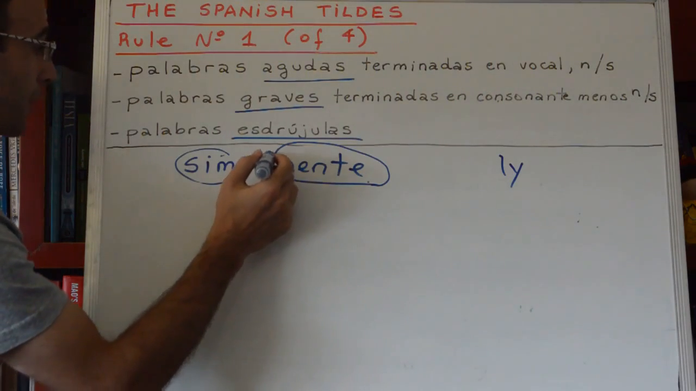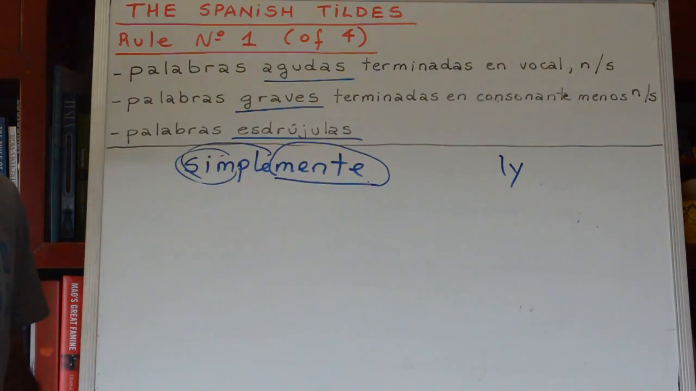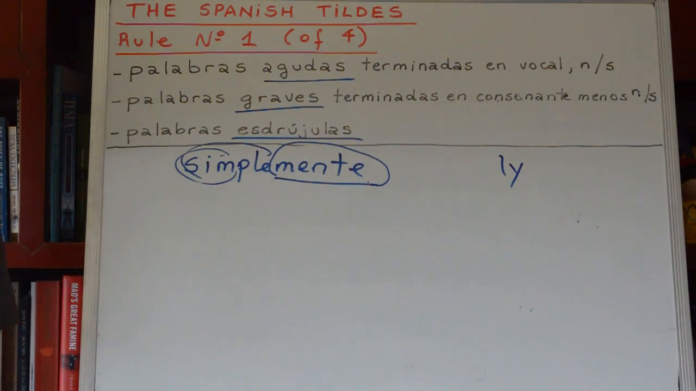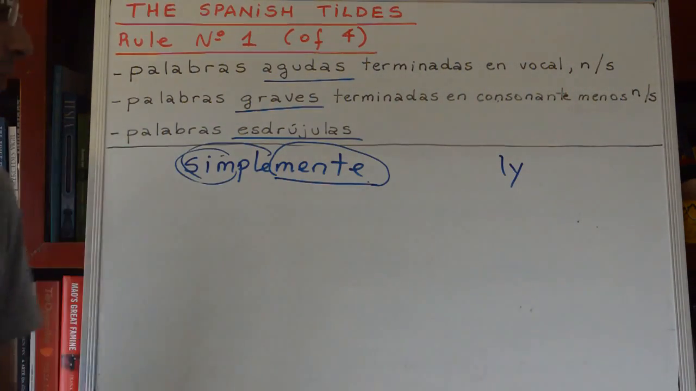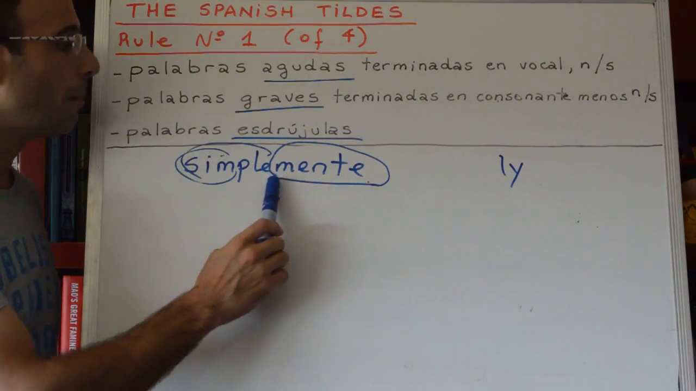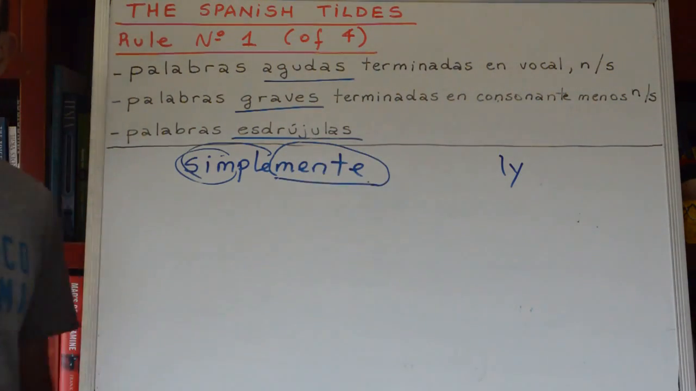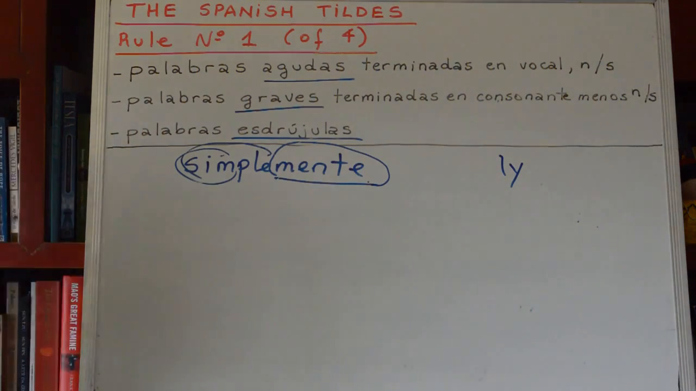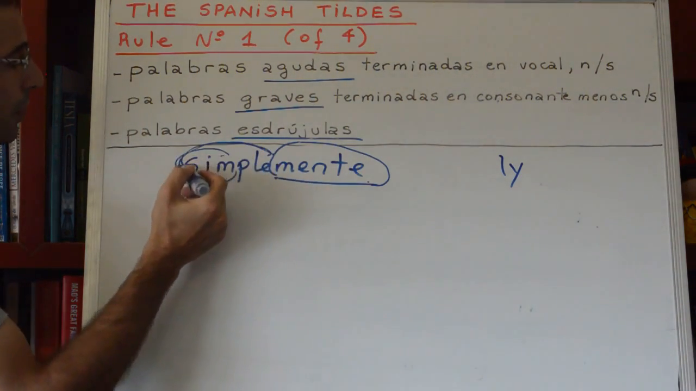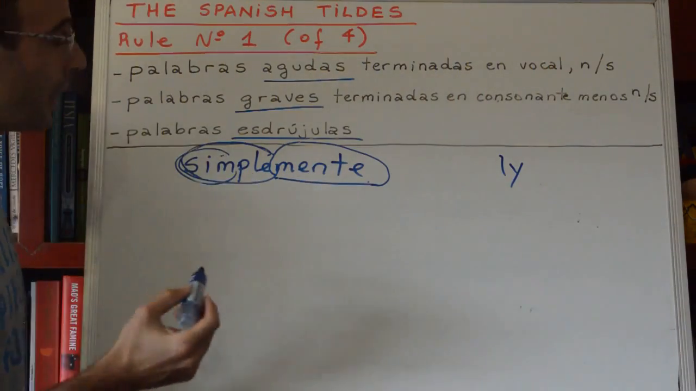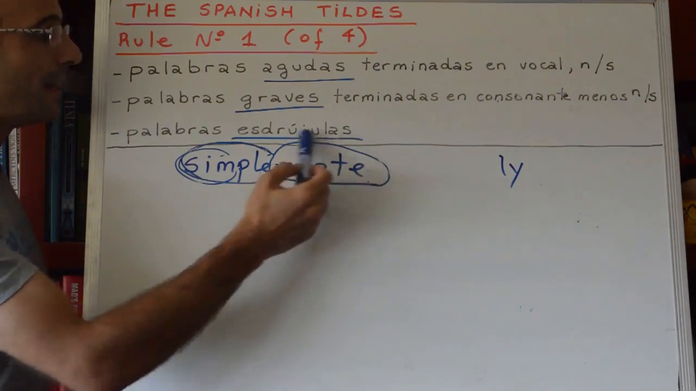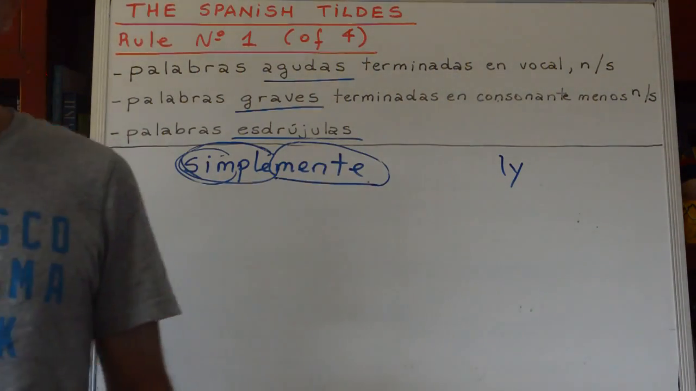The root, the word, is simple, and simple is actually grave, right? So, does the word simple carry a tilde? No, it doesn't. So, when it's complemented with the suffix mente, it doesn't carry a tilde either. Now, if the original word without the suffix does carry a tilde, then after adding mente, it keeps the tilde.